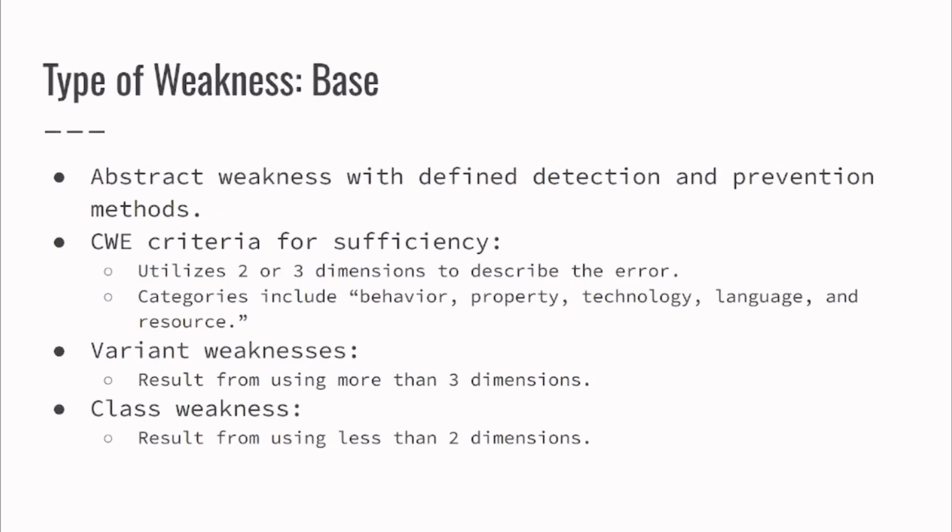So CWE 347 is a base weakness. Base weaknesses are still abstract but have been sufficiently defined, with enough ways to determine how you'd prevent or detect them. They need at least 2 or 3 dimensions to describe the error out of the categories of behavior, property, technology, language, and resource. Using more or less than 2 or 3 will change what it is classified as.